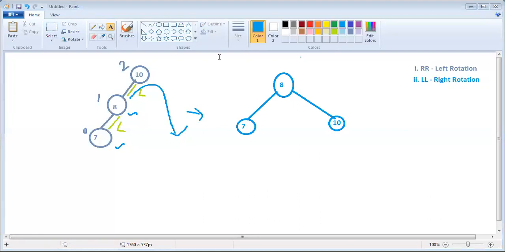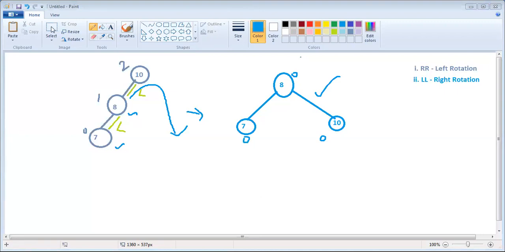Is it fine now? Yes, ma'am. Now if we check the balancing factor, it is 0, it is also 0. So it is a proper binary search tree, also height balanced. So it is a binary search tree, also an AVL tree. So this kind of rotation, everyone understood? Yes, ma'am. Okay, now we'll see the third rotation.